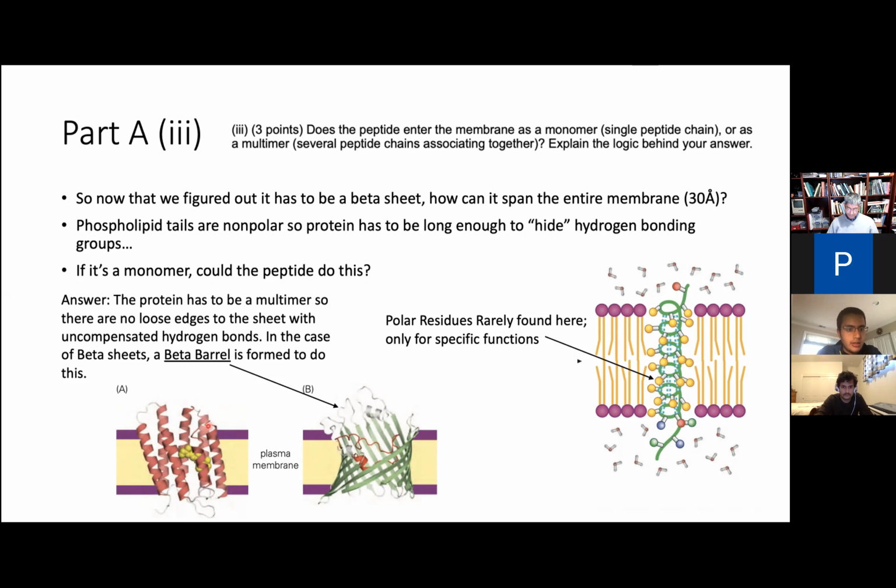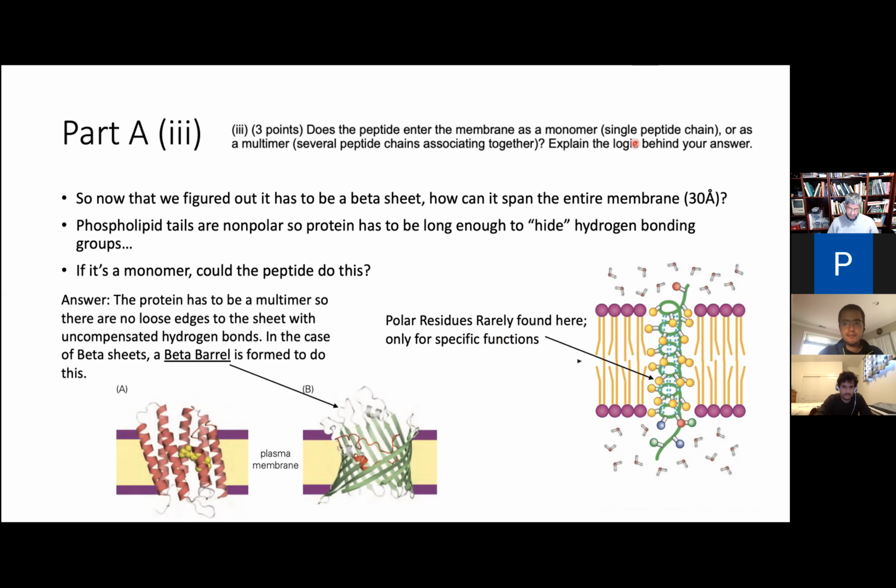Are the hydrogen bonds you refer to the hydrogen bonds between the peptide backbone? I'm referring to the hydrogen bonds that the polar groups in the amino acid form with the outside, so with the solvent. In this case, the outside is going to be the nonpolar lipid tails. So that's why the answer would be a beta barrel. And it'll have to be a multimer, not a monomer.